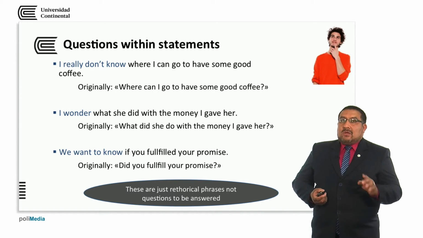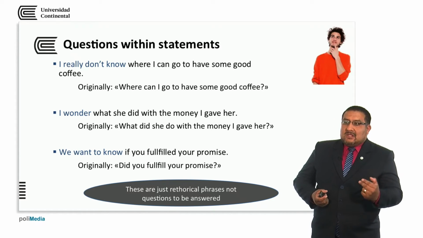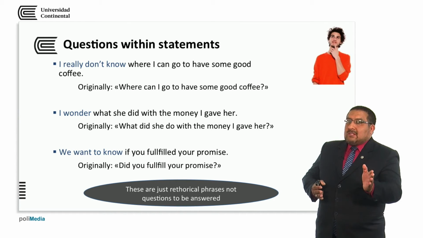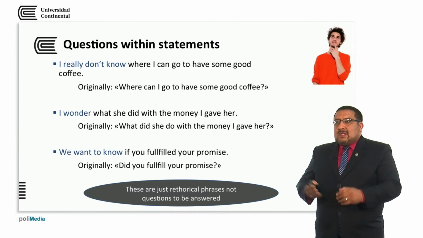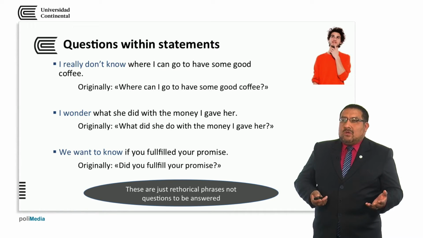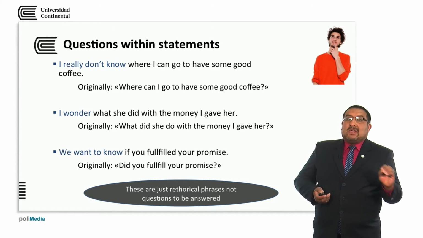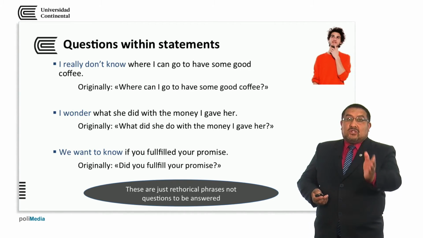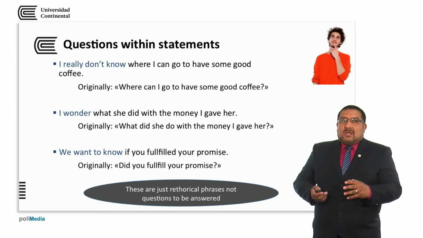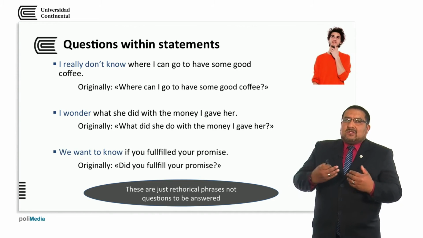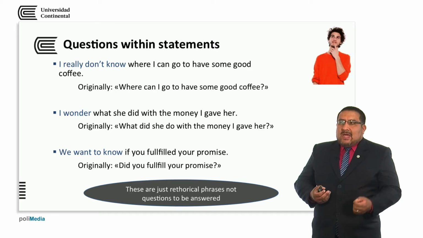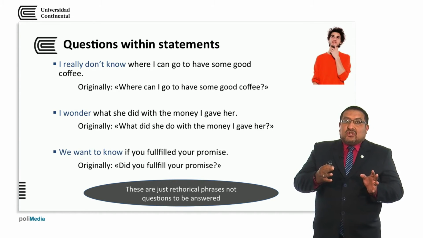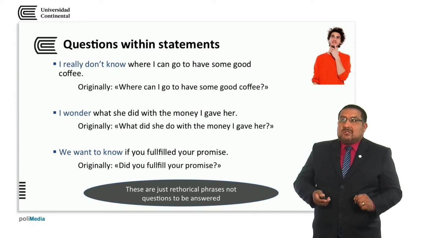We want to know. Probably you did, probably you didn't. Probably my question is, did you fulfill your promise? But I don't want to be direct. I want to be indirect and I want to say, we want to know. These are forms of rhetorical phrases, something that you express in order not to ask that question directly. In order to say, well, I want to know, I would like to know, I wonder, I ask myself, I guess, I suppose, or something that gives your question an indirect way to be responded.